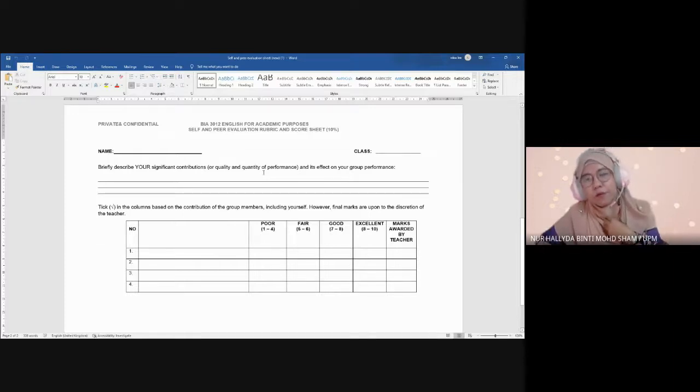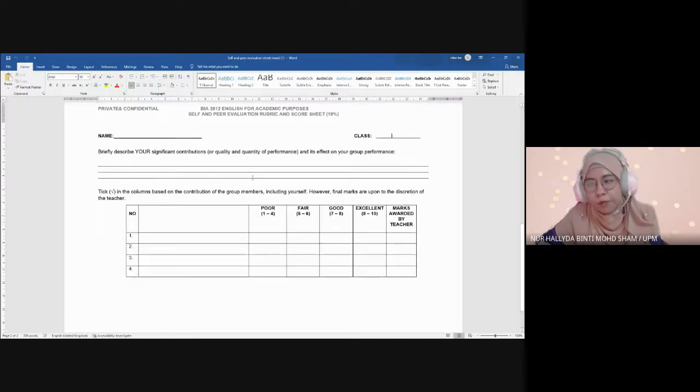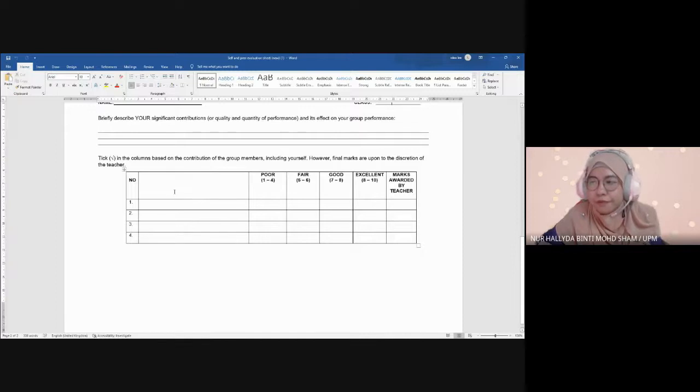As a group member, probably you are the leader. What is your contribution? Briefly describe. If you are the one who created the rough outline, you say that. If you're the one who came up with the thesis statement, you mention that. If you are the one who compiled and edited, mention it. And then in this part, you have to write your group members' names, as well as yourself.